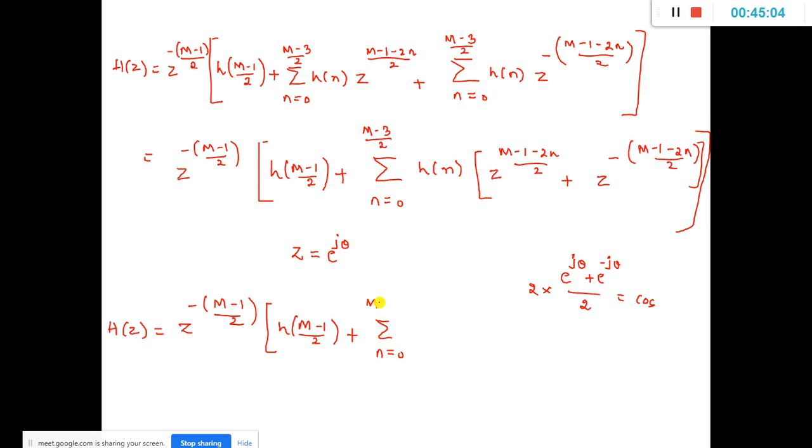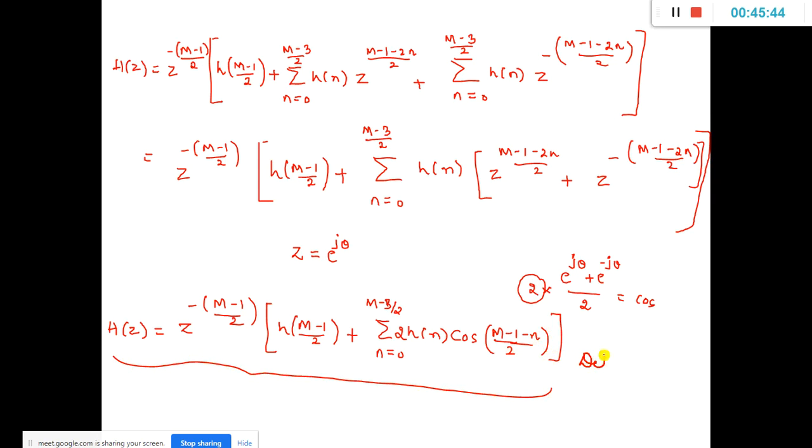summation n runs from 0 to m minus 3 by 2, h of n as it is, into 2. I multiply by 2 because I am trying to compensate my equation so that it gives me the definition of cos theta. So cos of what? This is my theta, e to the power of j theta. So m minus 1 by 2 minus n, right? This is minus n. So this is my h of z definition.